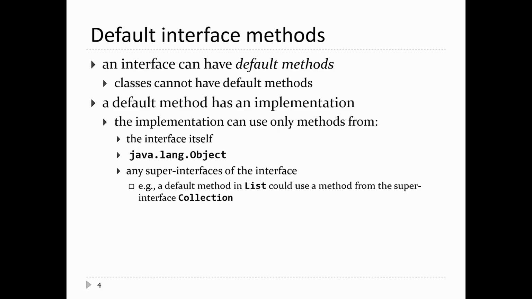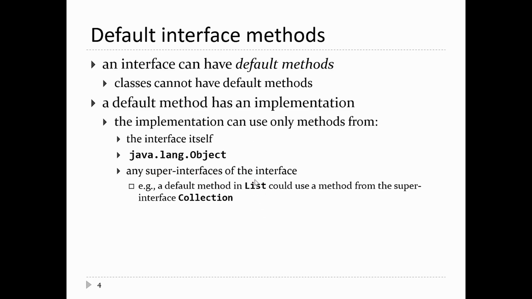Now remember, there's something else that's peculiar to Java. Every object in Java is an instance of Object. So you're allowed to use any of the methods that are found in java.lang.Object. If your default method needs to use equals, that's fine. We know that equals must exist for every object in Java, so you can go ahead and use equals in your default interface method.